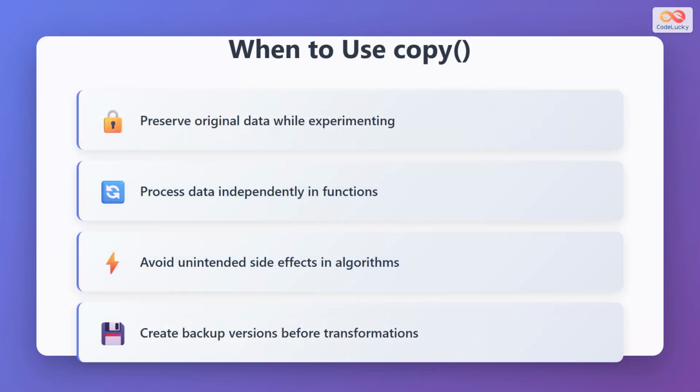When should you use the copy method? There are several important scenarios. First, use copy when you want to preserve original data while experimenting with modifications. This is especially useful during data exploration and testing. Second, use copy when processing data independently in functions. This prevents your functions from accidentally modifying the caller's data. Third, use copy to avoid unintended side effects in algorithms, particularly in complex operations where data flows through multiple steps. Finally, create backup versions before applying transformations. This gives you a safety net if you need to revert changes or compare results.